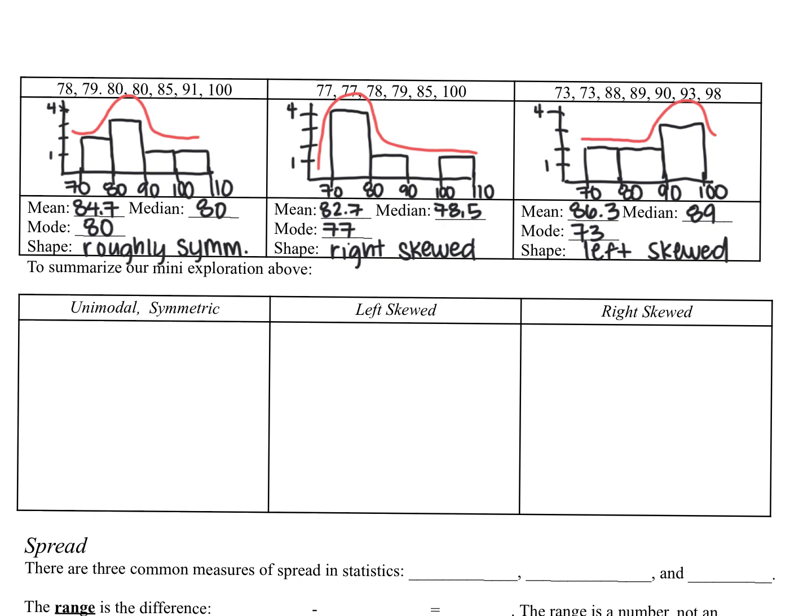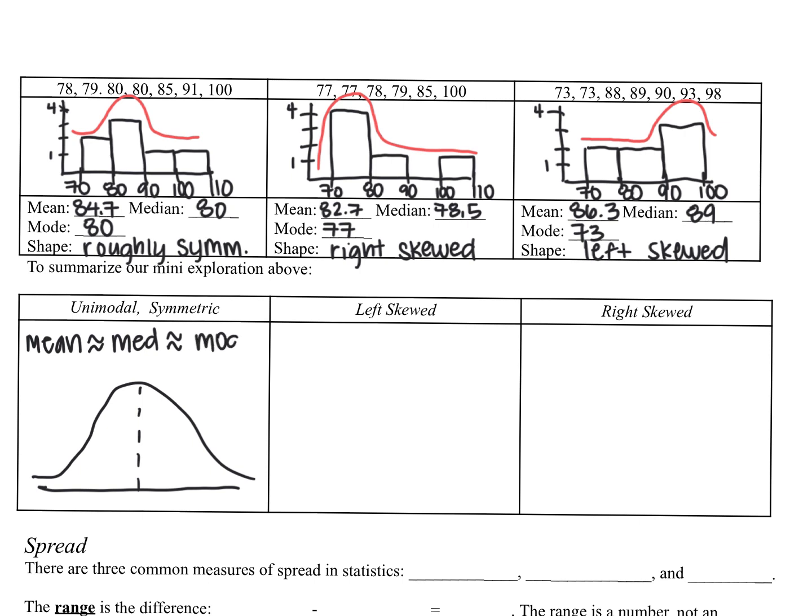So when we're dealing with a symmetric distribution, in the middle here, our mean and our median, and even our mode, should be approximately the same. So that's what these symbols mean, is approximately. They do not have to be the exact number, but they should be fairly close to each other.